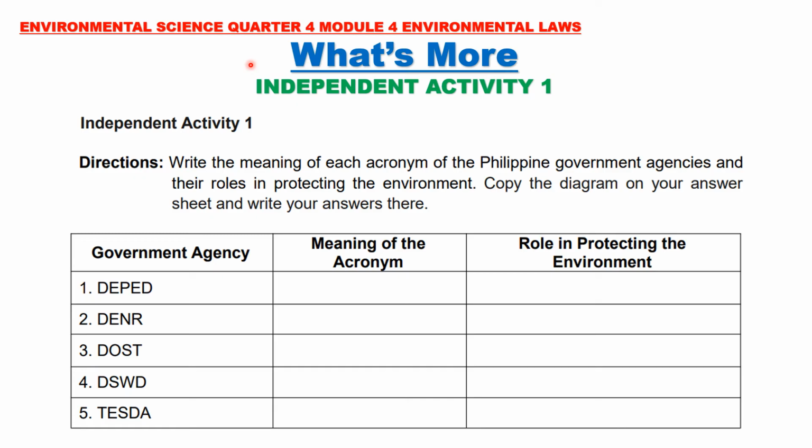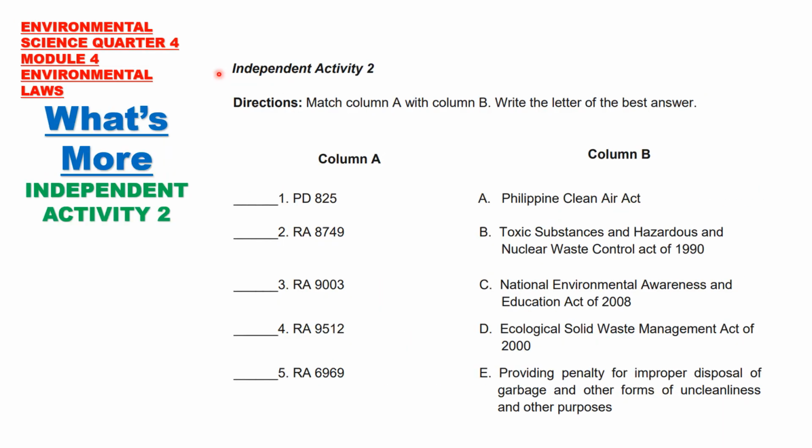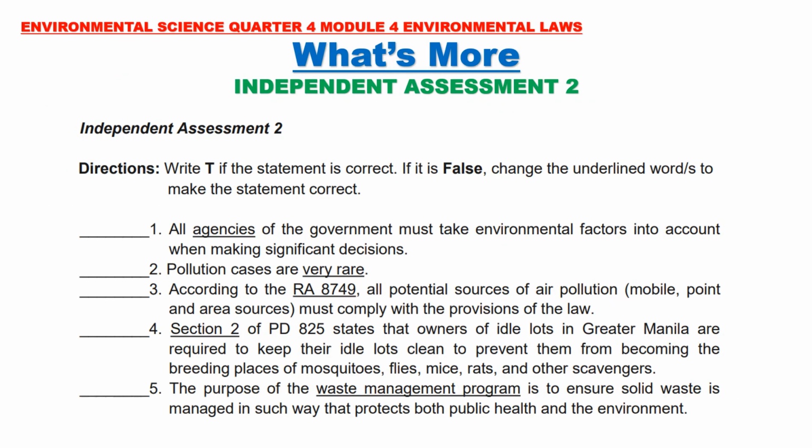What's more, Independent Activity 1. Write the meaning of each acronym of the Philippine government agencies and their roles in protecting the environment. Independent Assessment 1. Identify whether the following statements are related to RA 9512. Put a check mark if it is related and a cross mark if it is not. Independent Activity 2. Match column A with column B. Write the letter of the best answer. Independent Assessment 2. Write T if the statement is correct. If it is false, change the underlined word or words to make the statement correct.